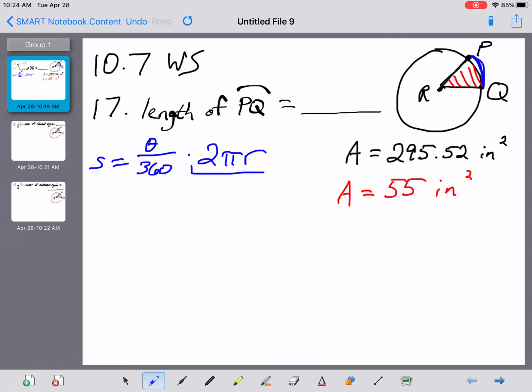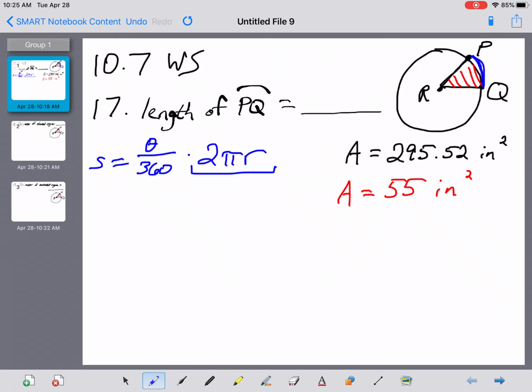Remember that 2 pi r is the formula for the circumference of the entire circle, and theta is the measure of the arc in degrees. So theta over 360 tells us the fraction of the circle that we're interested in. 2 pi r is the circumference of the entire thing.